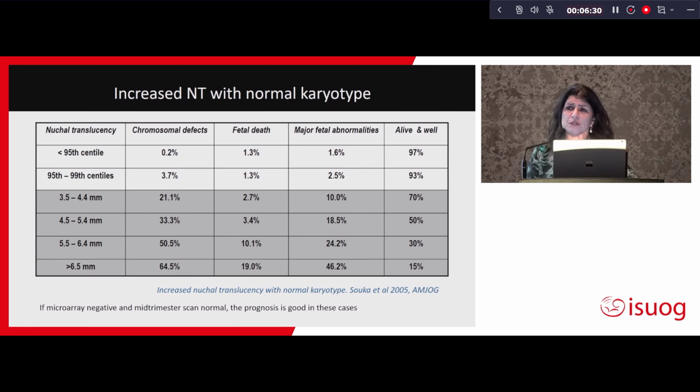And this is the data that everybody's been talking about when it first came out, Kypros Nikolaides' team's data, which showed us very clearly that if the NT is more than 3.5 millimeters, even if the chromosomes are normal, there's a significant risk of a major fetal abnormality. And the bigger the NT is, after 3.5 millimeters, the higher the risk and the less chance of having an alive and well baby. But look, even if it was more than 6.5, 15% had an alive and well baby, so you can never write the baby off, which I think is what Asma was saying earlier on today.